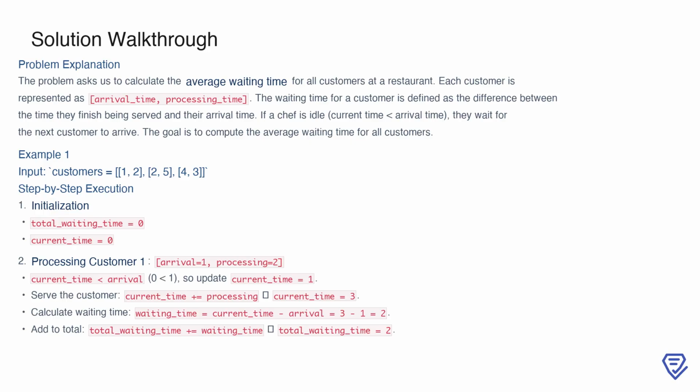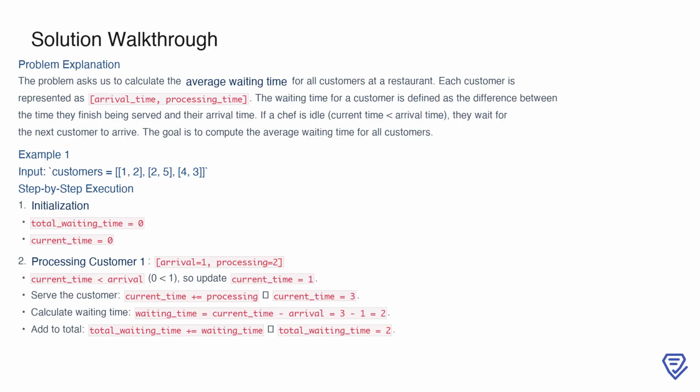Let's look at an example with the input customers equals [[1, 2], [2, 5], [4, 3]]. First, we initialize total_waiting_time to 0 and current_time to 0 as well. For the first customer, arrival equals 1, processing equals 2, the current time is less than their arrival time, so we update current_time to 1. The chef serves the customer, so the current time becomes 3 after adding the processing time. The waiting time for this customer is 3 minus 1 equals 2, and we add it to the total, making total_waiting_time equals 2.